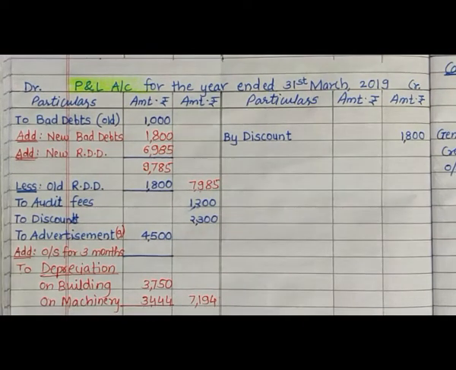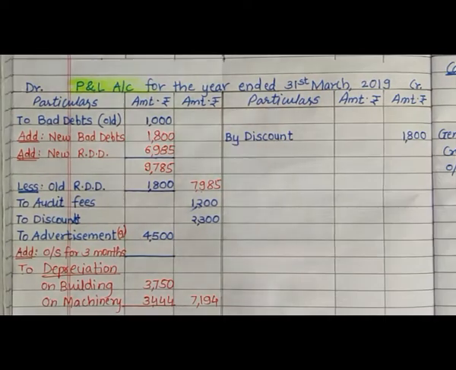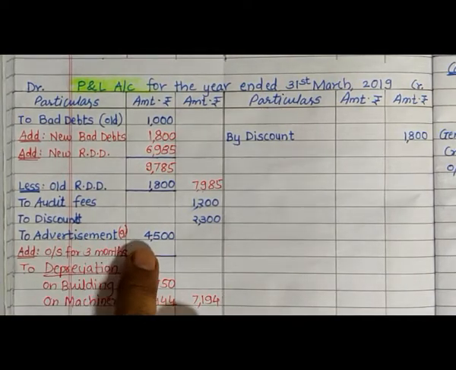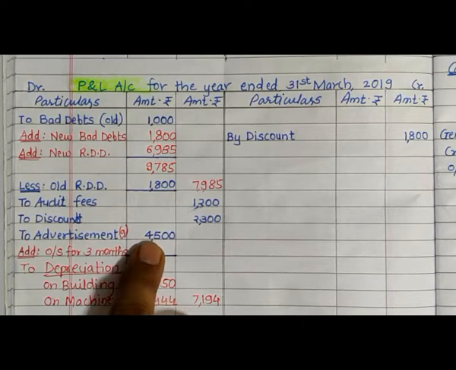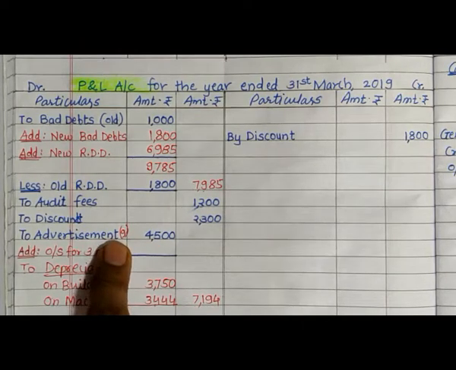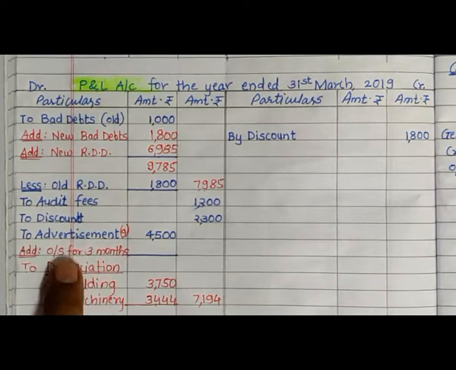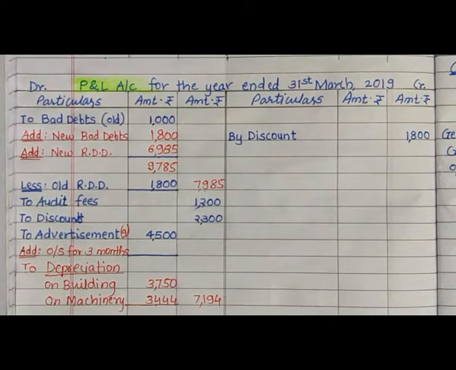After solving all the adjustments, it's time now to solve hidden adjustments. In this question, advertisements expenditure is given 4,500, which is paid for 9 months. So it is implied advertisement expenditure for 3 months is outstanding. We will have to calculate the amount of outstanding advertisement.